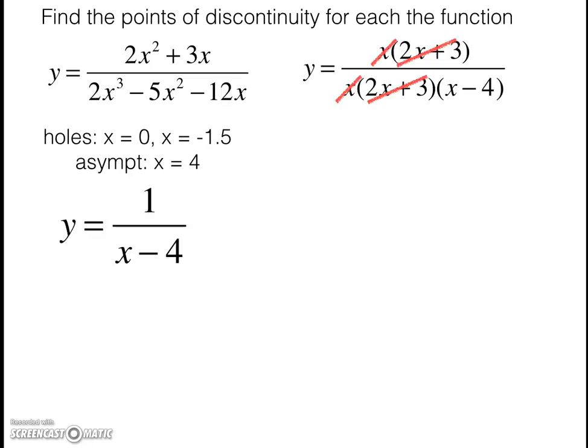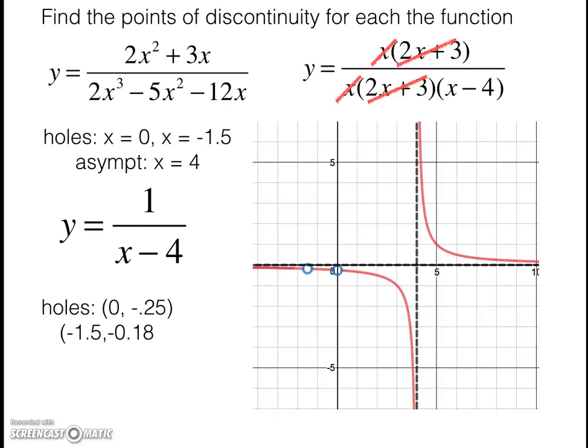So we start with the graph y equals 1 over x minus 4. Identify the location of the holes. Graph 1 over x minus 4, except for the two holes at x equals 0 and at x equals negative 1.5.